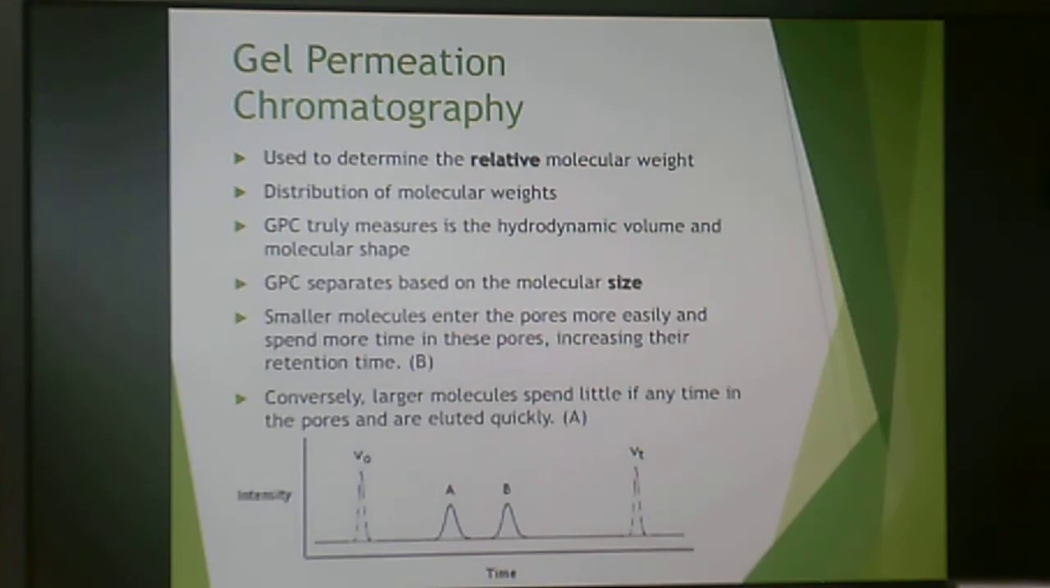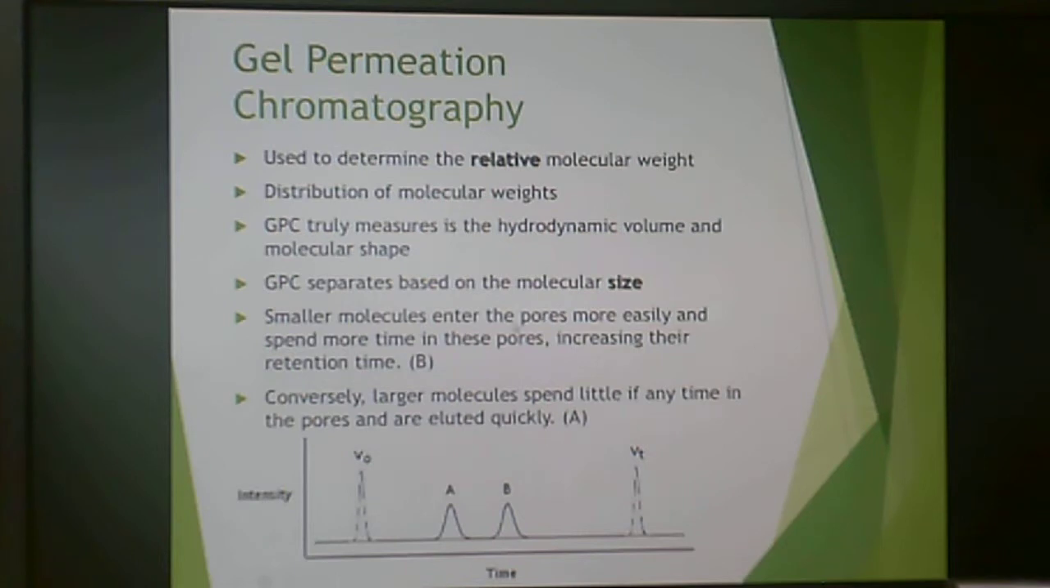Gel permeation chromatography is used to determine a relative molecular weight. There is relative molecular weight, and then there is absolute molecular weight. What this does is relative molecular weight. GPC truly measures the volume of a molecule in a solvent, which is called hydrodynamic volume. And if you have a reasonable solvent for your molecule, that relates well to the molecular weight, but it is a relative measurement. Also, you get a distribution of molecular weights. And what you see is this output here. You have time versus intensity.